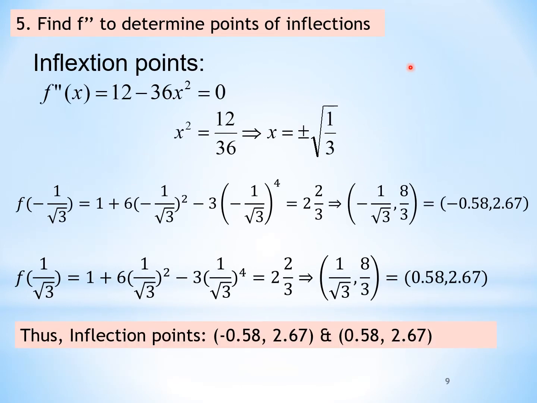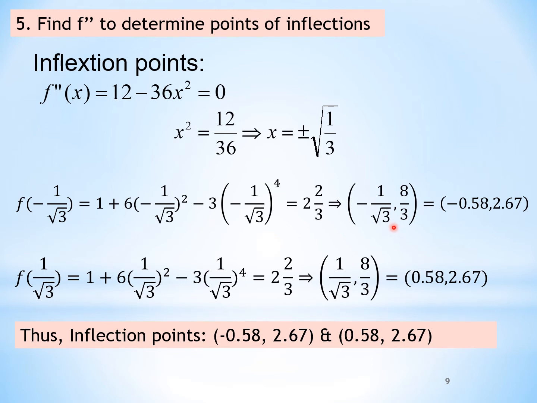Okay, the next step is to find the second derivative to find your inflection point. Of course, for the inflection point, you're going to find the second derivative and then equate it to 0. Then you get this. You will have 2 points. I'm sorry, you will have two x values. One is positive, one is negative. So you're going to substitute each of these into the f function. The first one, x equals -1 over root 3. You're going to substitute into the f function, then you get a y value over here. So now you have a point.